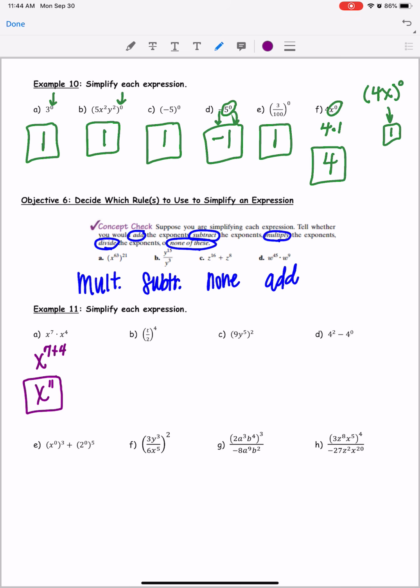B, t over 2 to the 4th, distribute. So this becomes t to the 4th over 2 to the 4th. And now simplify. This gives me t to the 4th all over, put in your calculator, 2 caret 4. And that will give me 16.